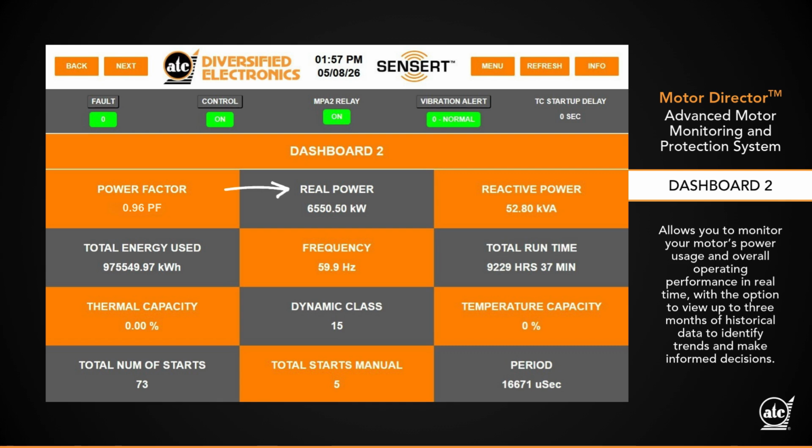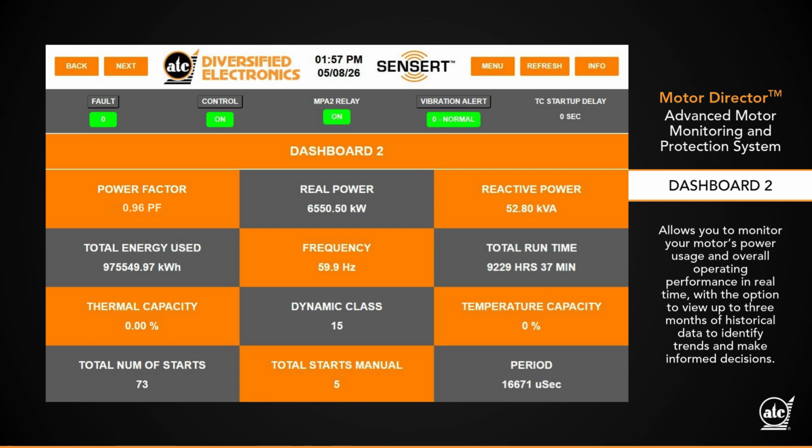Real power, shown in kilowatts, represents the actual usable power being drawn by the motor to perform work. Reactive power, measured in kVA, reflects the power required to sustain the motor's electromagnetic field. And power factor ties these together, showing how efficiently electrical power is being used. Together, these values help you understand how efficiently your motor is operating and can highlight opportunities to reduce energy waste and operating costs.